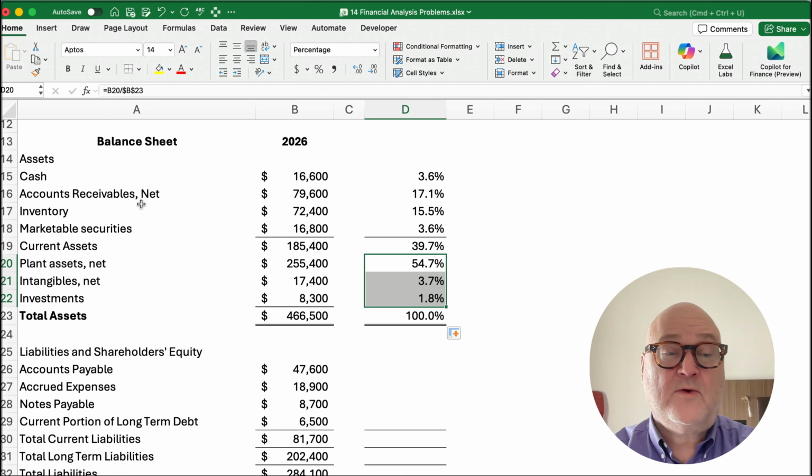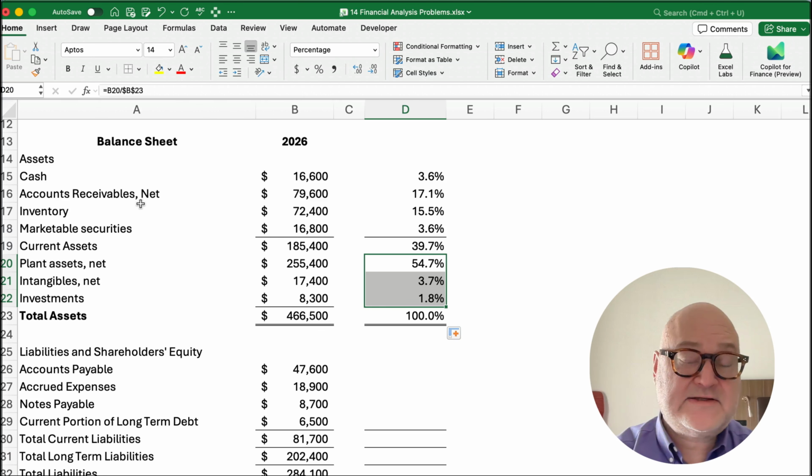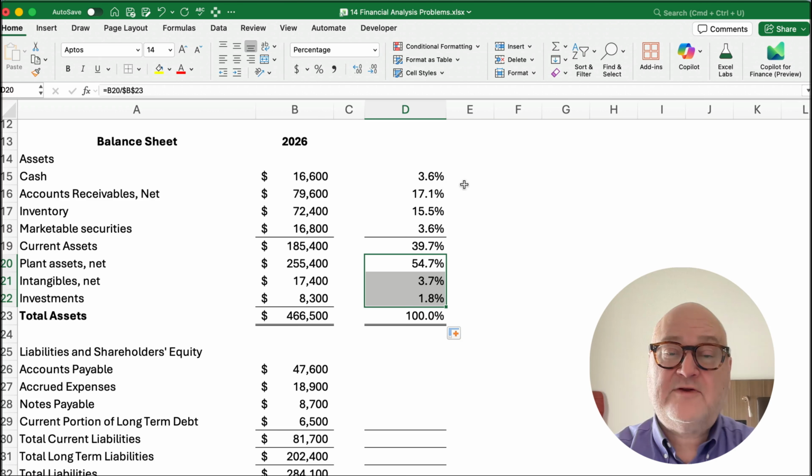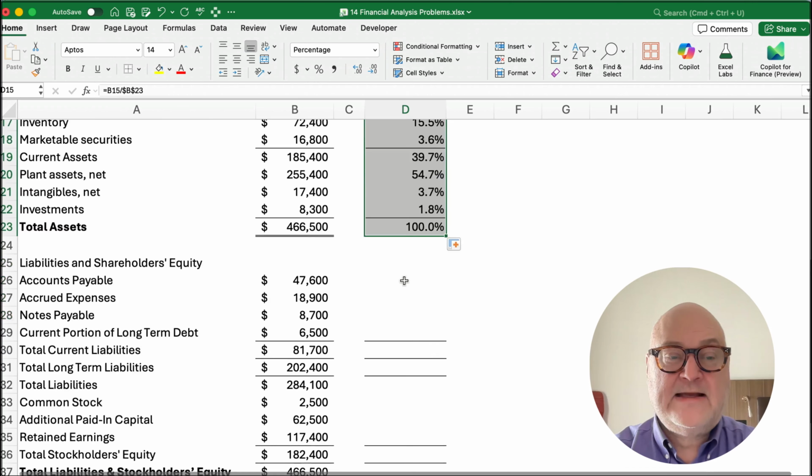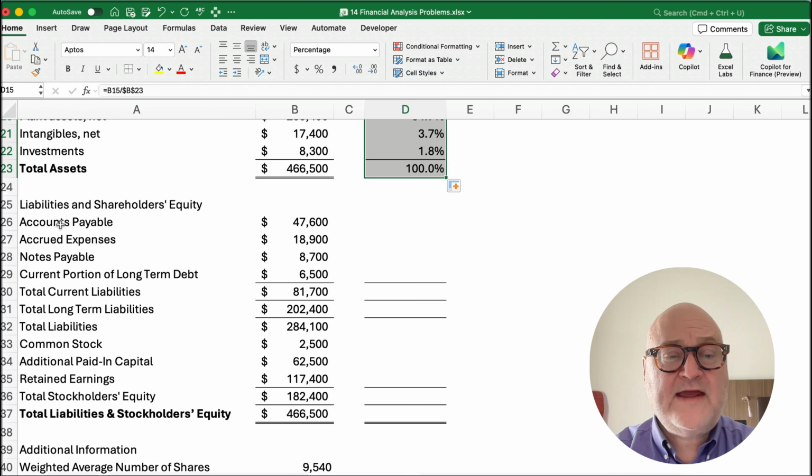So looking at the composition of assets is important. Do we have too much cash? Do we have too much inventory? Not enough cash? And so on. And we can see that if we start looking at previous years. This is something that's not just calculating the number, it's using your judgment, using your professionalism, looking at previous years, and so on. Now, we do the same thing with liabilities and stockholders' equity.